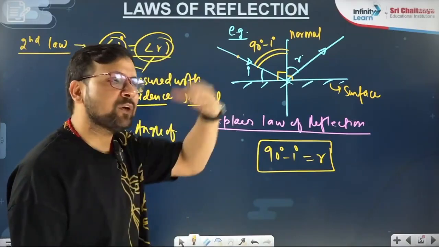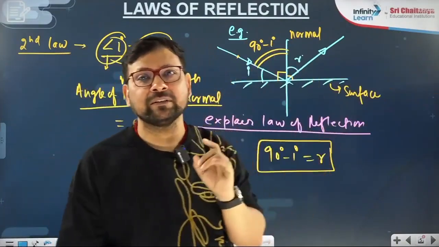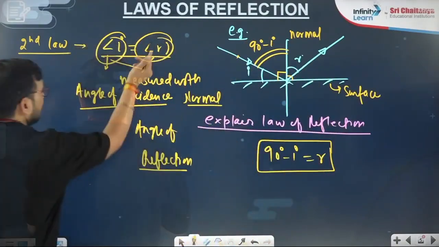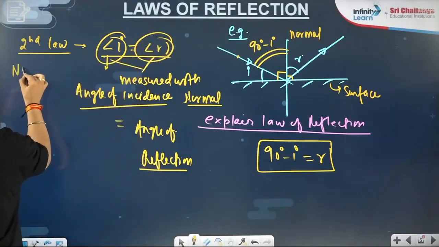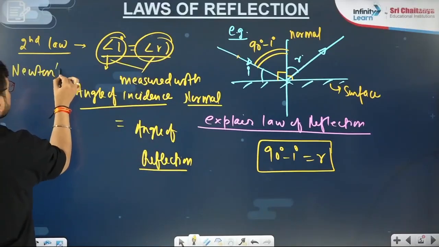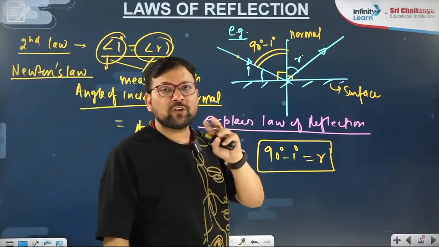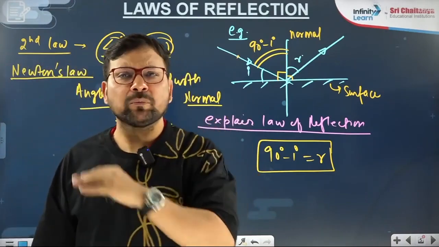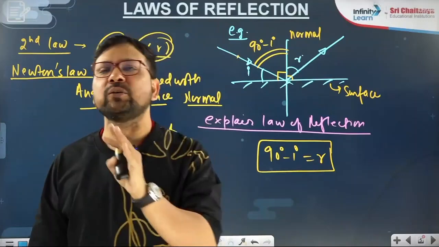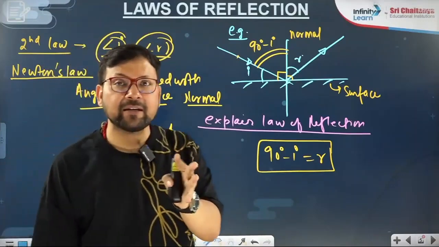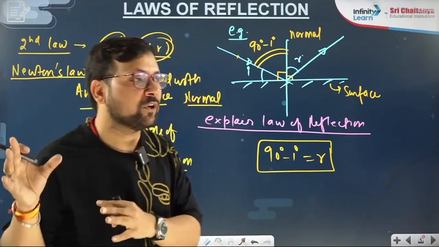Snell's law is the refraction law, not this one. This is Newton's law. So this is the first law of reflection, and the second law is obviously Newton's law, not Snell's law. Got that? Anywhere in refraction or reflection, wherever the angles of rays are concerned, angles are always measured with the normal.